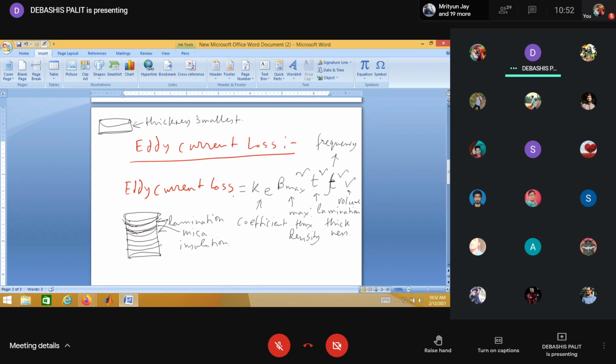So whenever you can decrease the lamination thickness, or use a material having high resistivity and low eddy current coefficient. High resistivity means the more the resistivity, the less current is induced in the core. So eddy current loss obviously is less. Whenever eddy current is less, eddy current loss is less. And like silicon steel, the coefficient is also less.